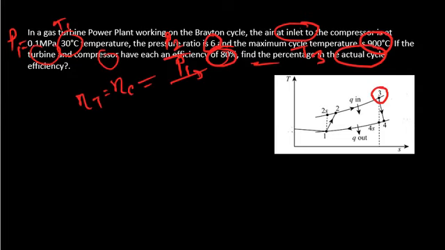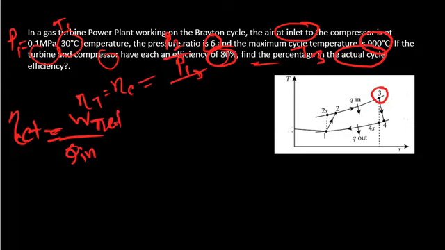At first we have to know the actual efficiency formula. Efficiency means output by input. Here, the output is the net work, divided by Qin, which is the input.